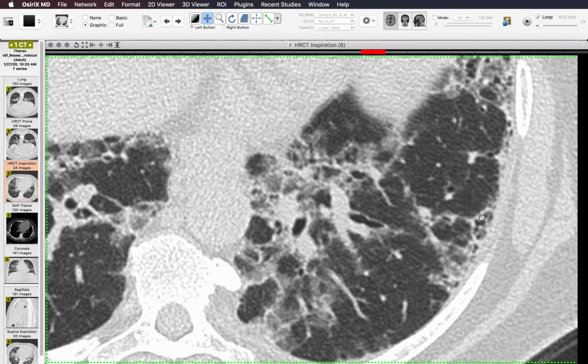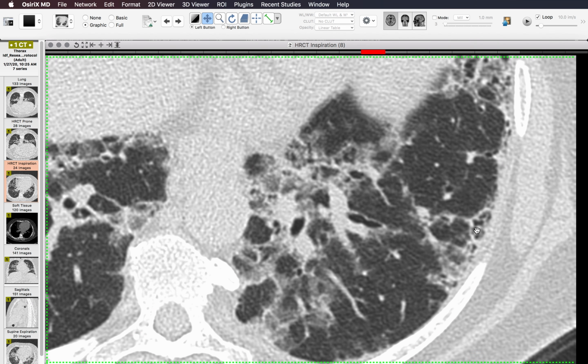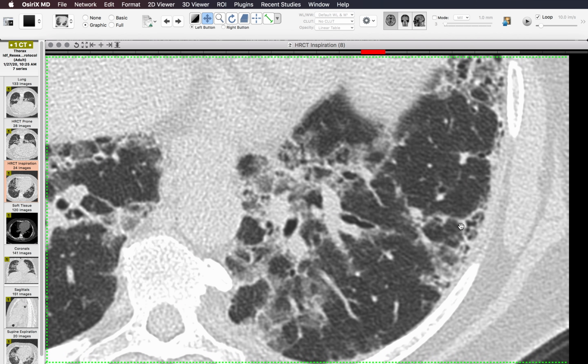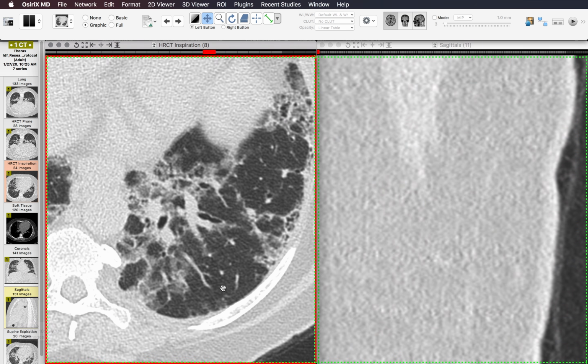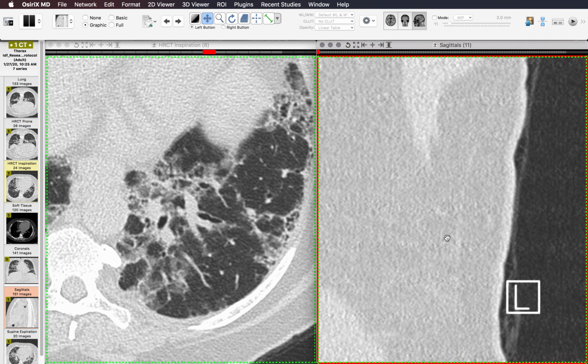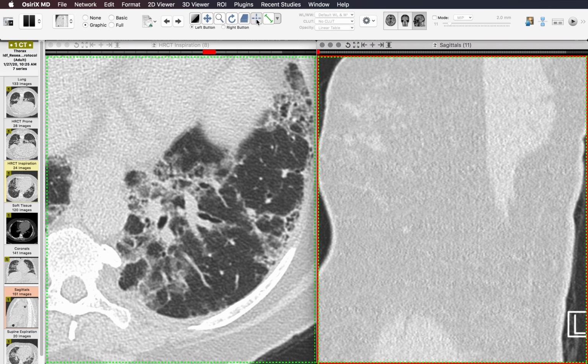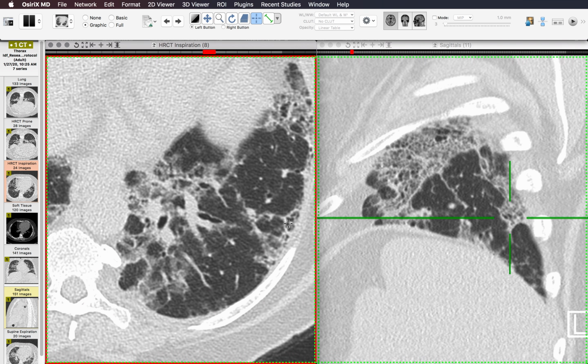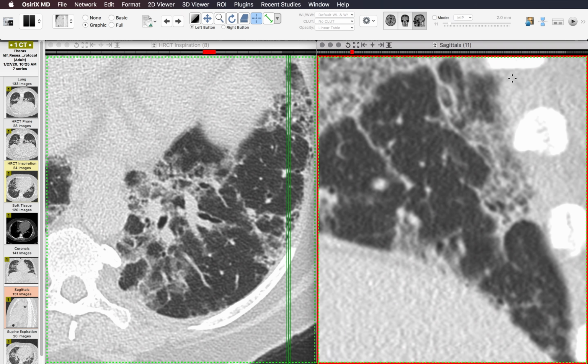But I do want to look at this area because I'm kind of confused whether this represents traction bronchiectasis or whether it represents honeycombing. Okay, so the best way to problem solve an area like this is to open up one of the coronals or sagittal images. So I'm going to open up the sagittal images, and I'm going to localize this specific area here and blow this up. What it actually shows up to be when I blow it up on the sagittal images is this long kind of tubular opacity or lucency here. So this actually represents traction bronchiectasis.